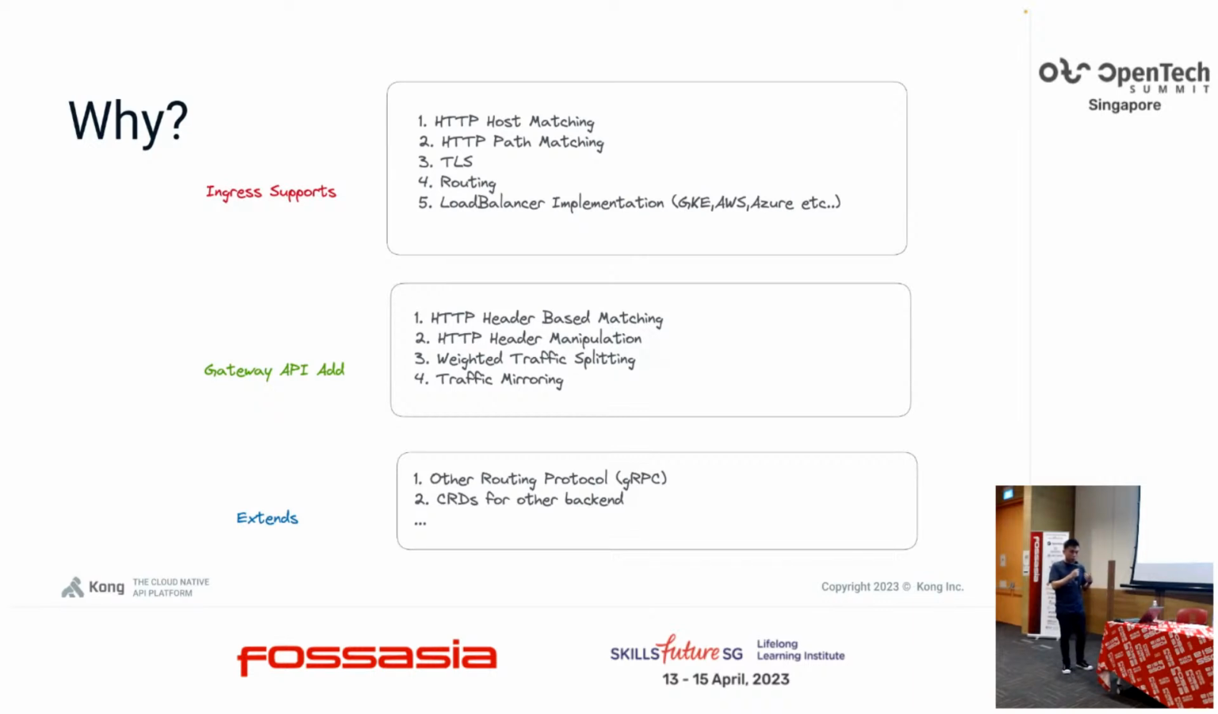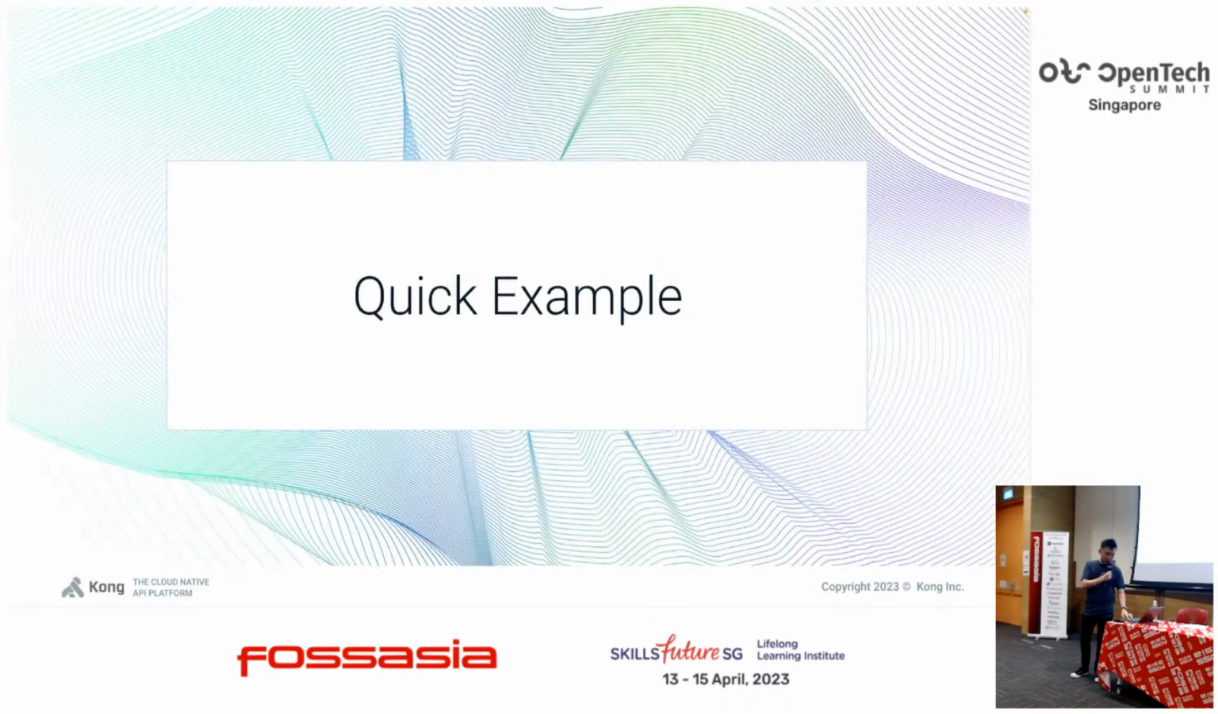So what I said, you try to read a bit because I'll ask you a question later. Other routing protocols like gRPC, I emphasize again, and also custom resource definitions for other backends like proprietary protocols. That's a possibility that this Gateway API wants to achieve. All right, so a quick example. I think it's better to illustrate with some pictures and some words, not cartoons.